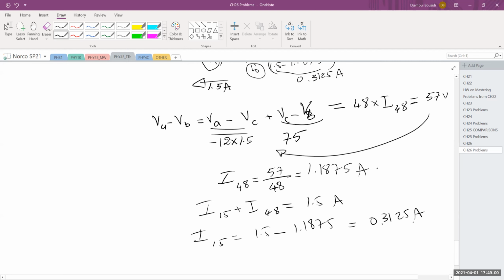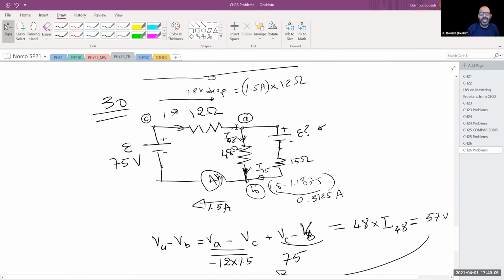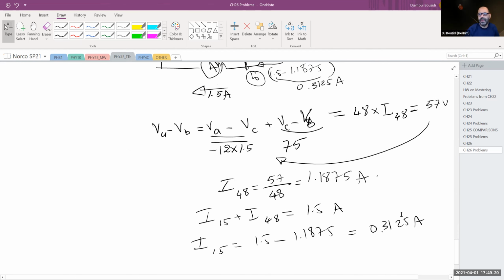Yes, it does. Very good. So now we have the current. Now here is how I calculated VAB. I calculated VAB through point C. Instead, I'm going to introduce a new point in here. I'm going to call it point D. I could calculate it through point D too. I could go this way. Let me show you what I'm talking about.